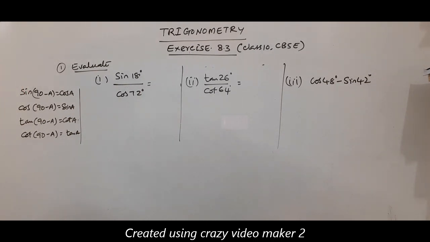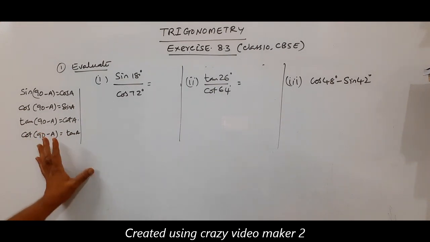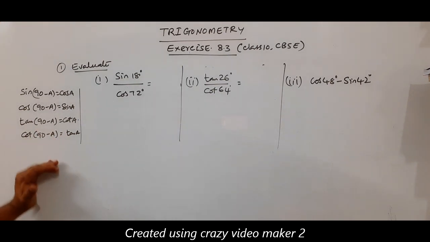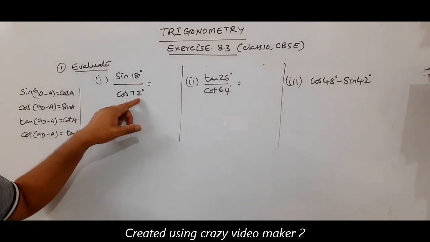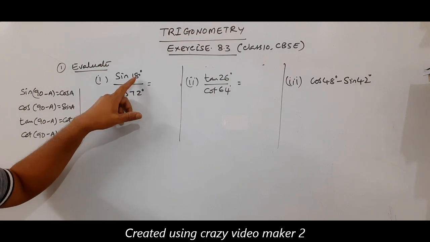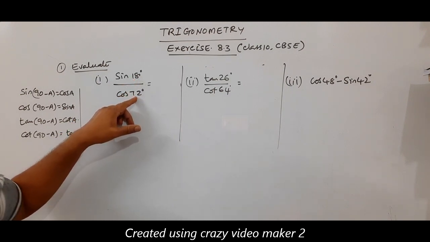In the previous session we learned that sin(90 minus A) equals cos A, cos(90 minus A) equals sin A, tan(90 minus A) equals cot A, cot(90 minus A) equals tan A. This one we learned, and the remaining, cosecant and secant, are also there. Now any one angle you write as A. Suppose I am taking 18 as A, so you convert this 72 in the form of A.